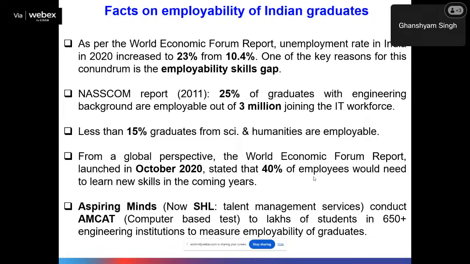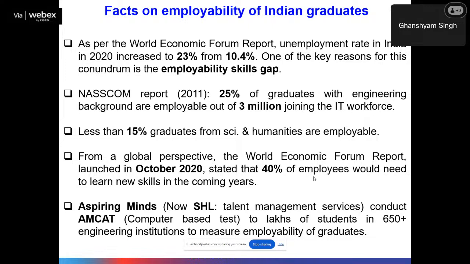From a global perspective, the same report released by the World Economic Forum in 2020 also stated that 40% of employees would always need to learn new skills in the coming years, because the computer science and IT industry and even other technology-based domains require new skills to be adopted by the employees. So somewhere around 40 to 50% of employees would need to learn new skills in the coming years. So that is again a very important fact, and we all need to go with these reports.